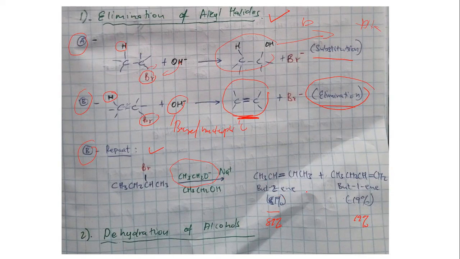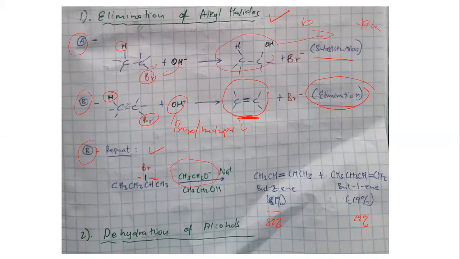Here, we are actually forming two products which follow Saytzeff's rule. So when this reaction takes place, wherever Br was attached, the double bond will be formed either this side or that side, because this molecule is not symmetrical, it is an asymmetrical molecule. Either the double bond comes here or there, and then we manage to form these products. You can see that we have high percentages of forming but-2-ene rather than but-1-ene, based on Saytzeff's rule. So that's it about the elimination of alkyl halides.